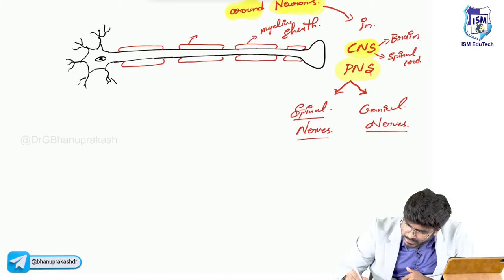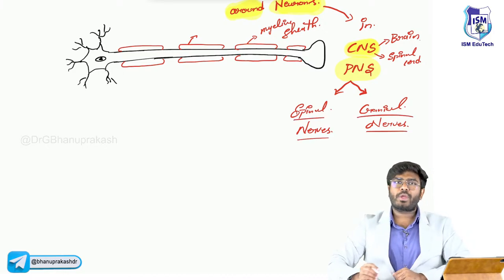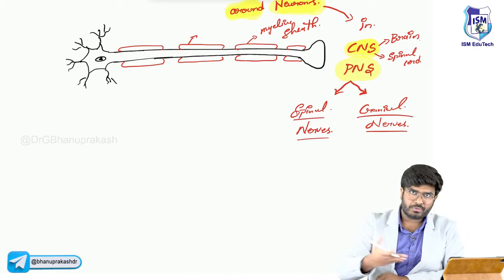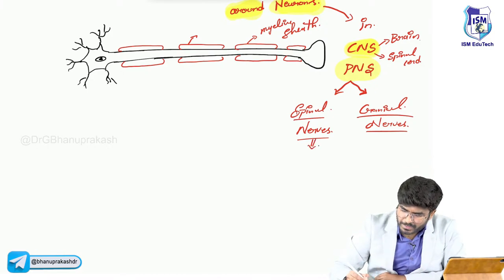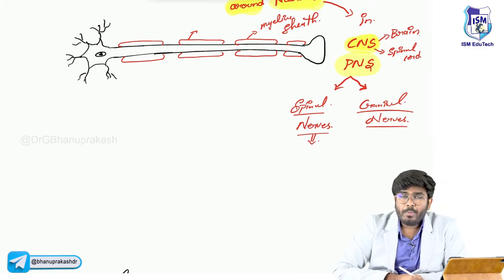Okay, so spinal nerves and cranial nerves. My question to you, those who have done your class 11th and 12th, those who are about to join your MBBS. Now guys, tell me, how many spinal nerves are there? How many spinal nerves are there? Any idea, guys?